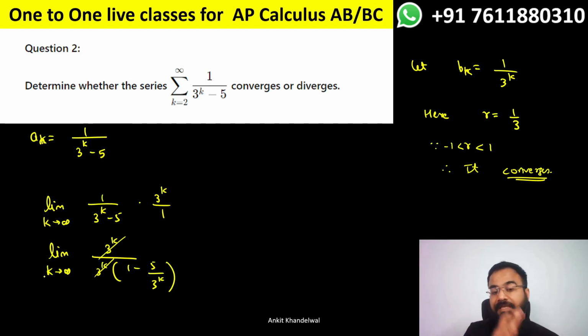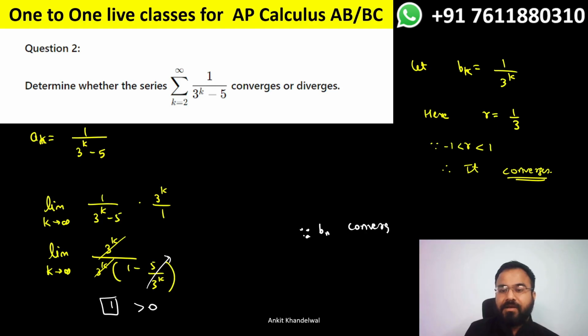Since k is going toward infinity, 3 power k is going to be very, very large. So 5 upon 3 power k will go towards 0. So finally we are left with 1. Now 1 is again greater than 0 and finite. Therefore both will have the same nature. So since Bn converges, therefore An also converges.